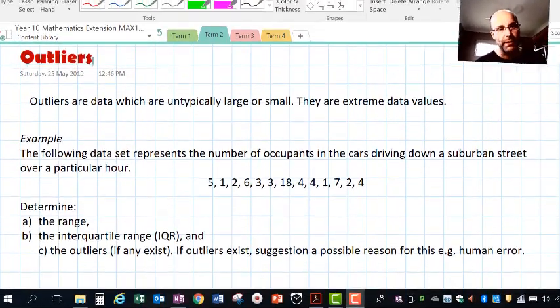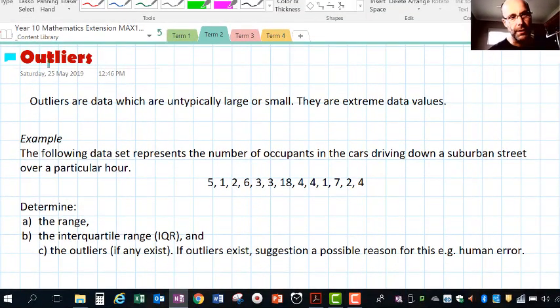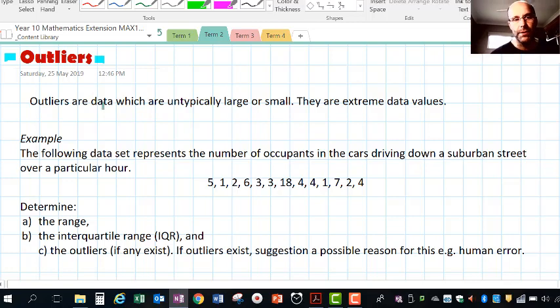Our goal is to understand how to calculate outliers. Outliers are bits of data that are really big or really small. They are untypically large or small. They're extremes. They're beyond what the rest of the data seems to be doing, either at the bottom end or at the top end.